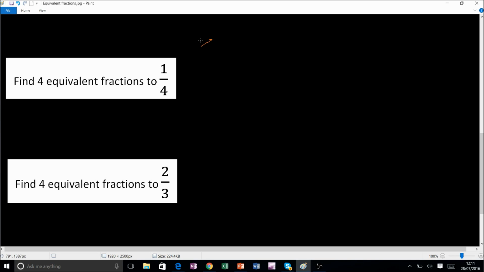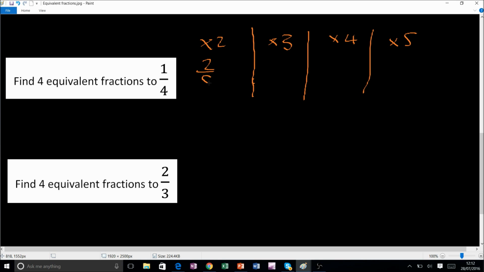So I'll put times 2 here, times 3 here, times 4 here, and times 5 here. We have 1 over 4. If I times both the top and the bottom by 2, I get 2 over 8, which is equivalent. Times both by 3, I get 3 over 12. With 4, I get 4 over 16. And times both by 5, I get 5 over 20, which are all equivalent to 1 over 4.